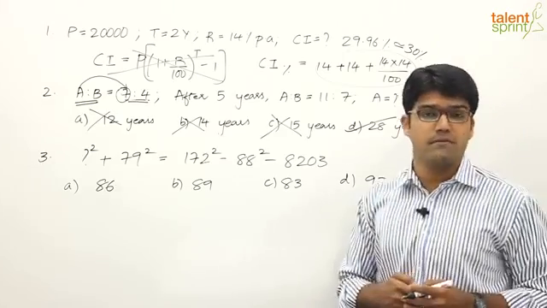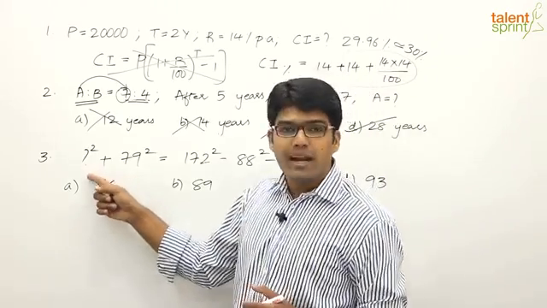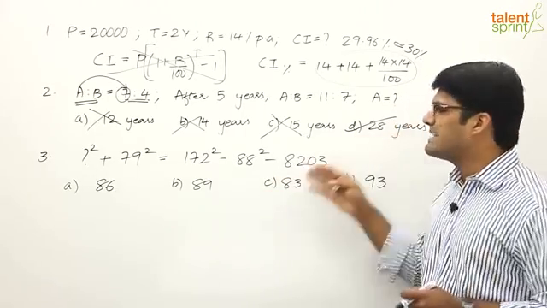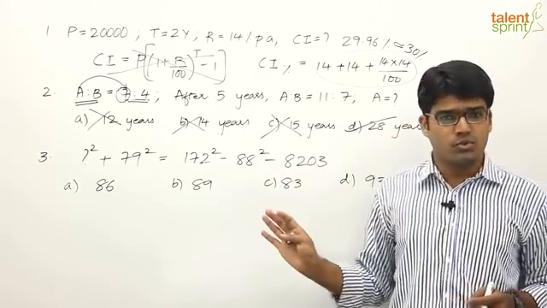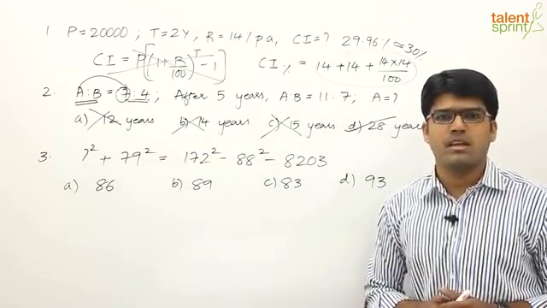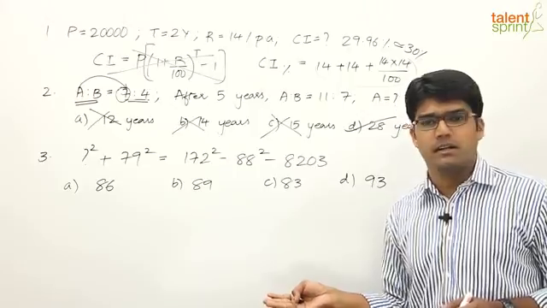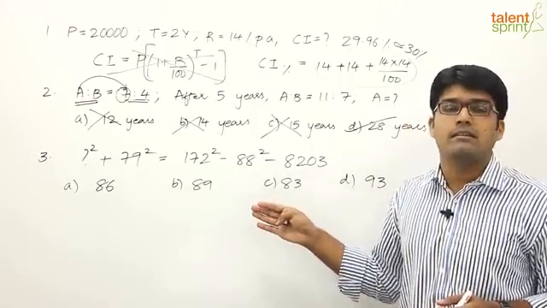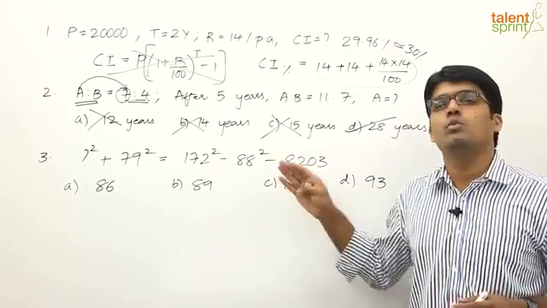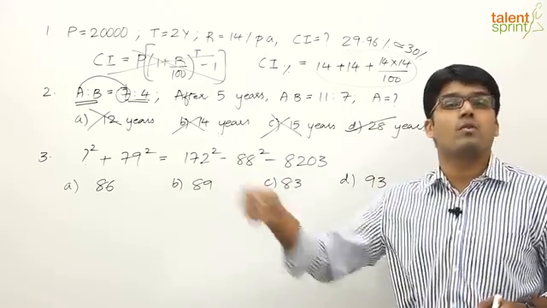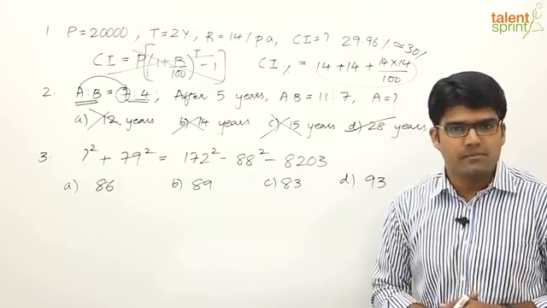Now this question from simplification says: question mark squared plus 79 squared equals 172 squared minus 88 squared minus 8203. And we have to find out what comes in place of the question mark. Again, if we go by the traditional method, we'll end up wasting a lot of time, right? Following the conventional method will take at least 1.5 to 2 minutes to get the required answer, if you do not know how to find the squares of a number mentally.